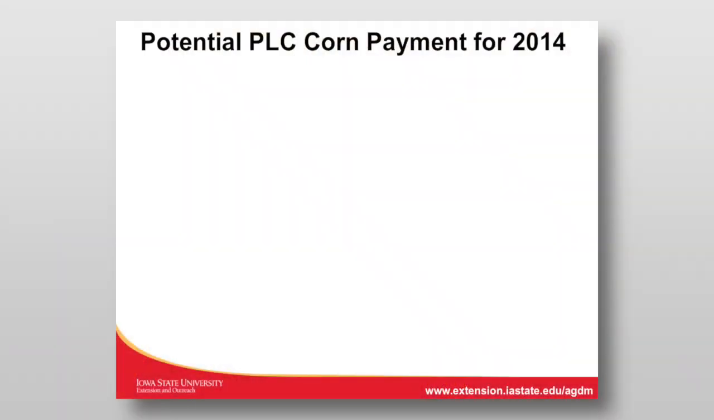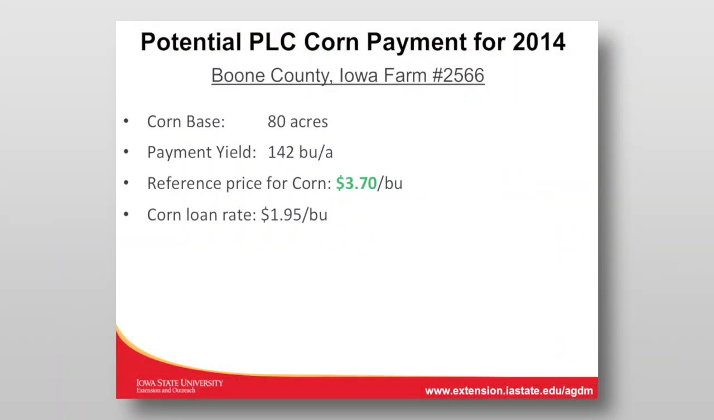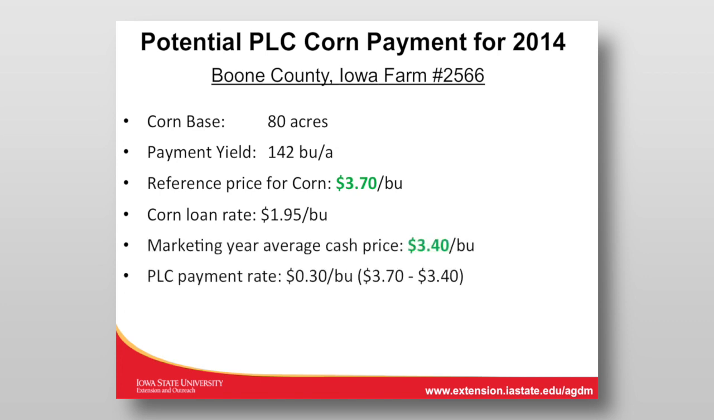Now, let's compare PLC to county ARC. PLC is price loss coverage. It only triggers when we have some sort of a price loss below a reference price of $3.70 a bushel. We don't know what the marketing year average price will be for the 2014-15 marketing year, but let's estimate that it's the midpoint of the October 10th WASDE, or World Agriculture Supply and Demand Estimate number. That was $3.40 a bushel.